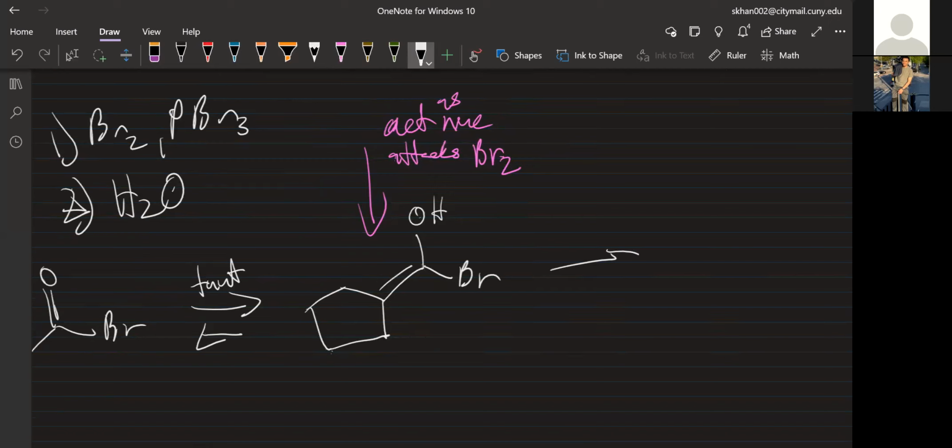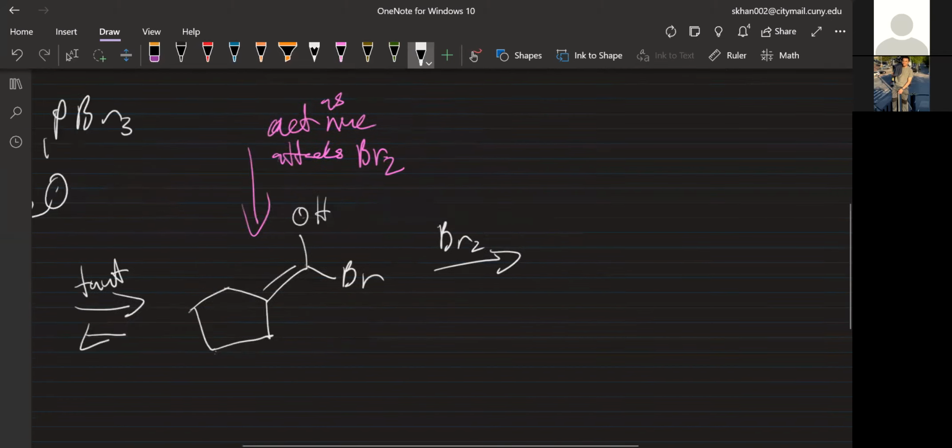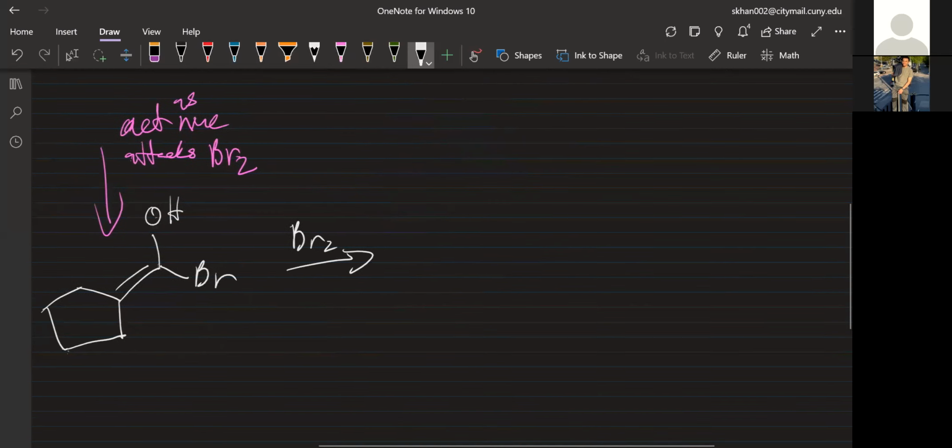So if we introduce Br2 here, that's what is happening. The nucleophile attacks Br2, and the bromine installs at the more substituted position in order to reform our carbonyl. And it makes sense that this carbon here, let me mark it, is more nucleophilic, because if this is an electron donating group, it's going to donate electron density in here and make that carbon more nucleophilic.